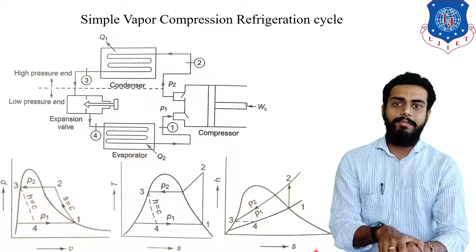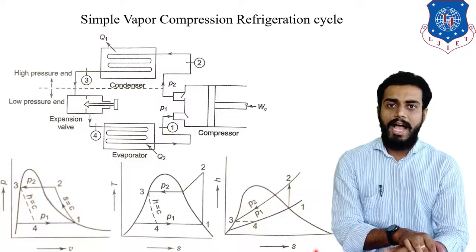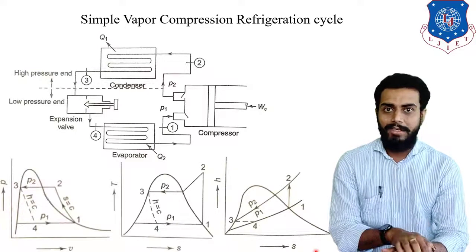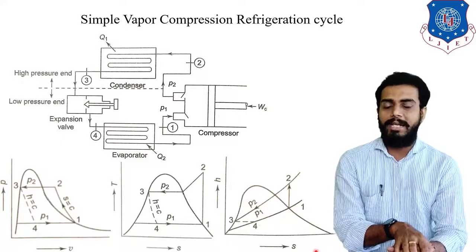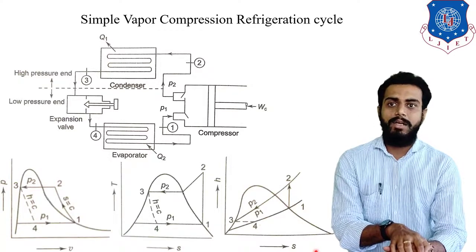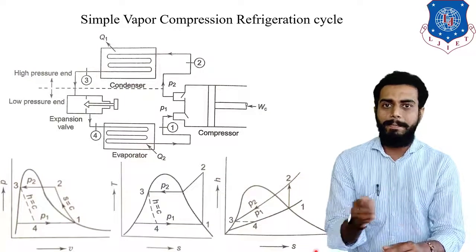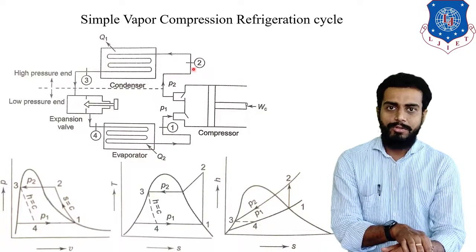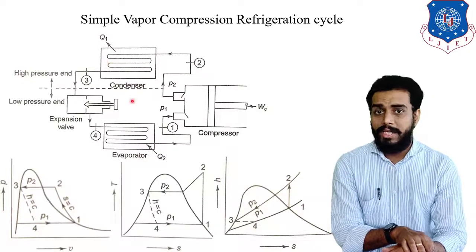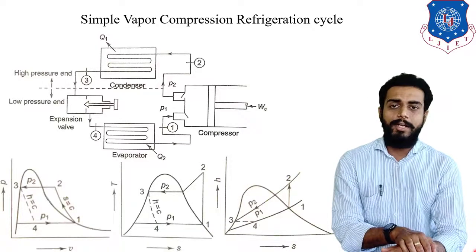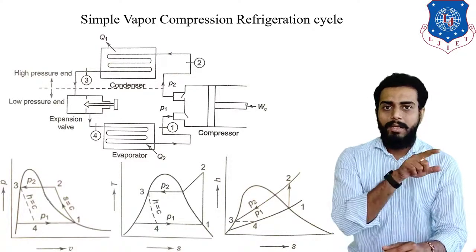Now we have reached point number 2, that is high pressure, high temperature vapor. Now this high pressure, high temperature vapor will enter into the condenser. So what will this condenser do? It will condense the vapor into liquid. So simple job, right?